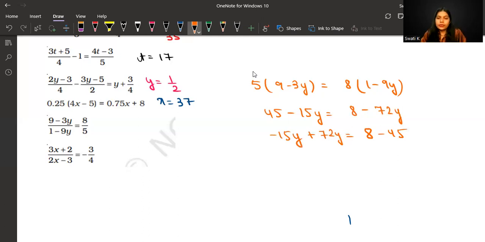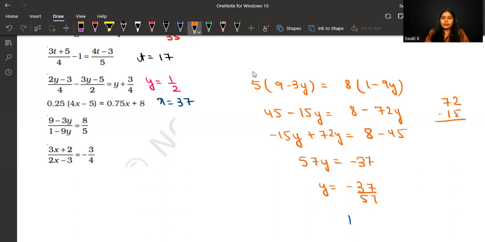Now what is 72 minus 15? So I'll just write down like this. So the answer is 57, right? So 57y equals 8 minus 45, that is minus 37. So the value of y is minus 37 upon 57. Now this looks very weird because I think not both are... 37 is a prime number. No, 57 is not a prime number. So the value of y is minus 37 upon 57.